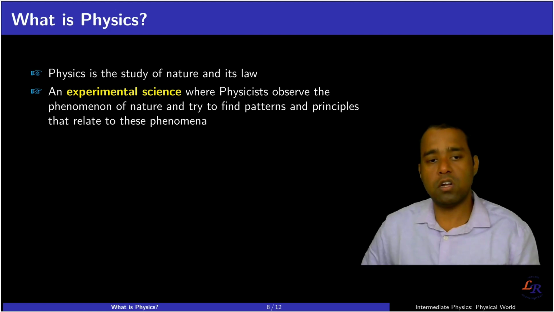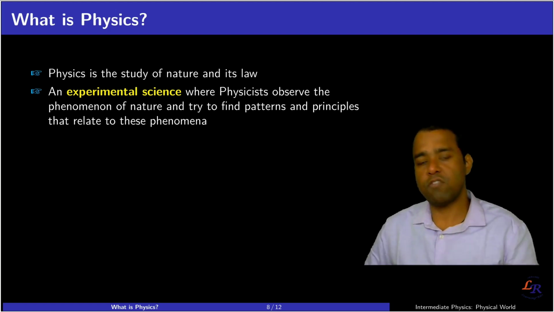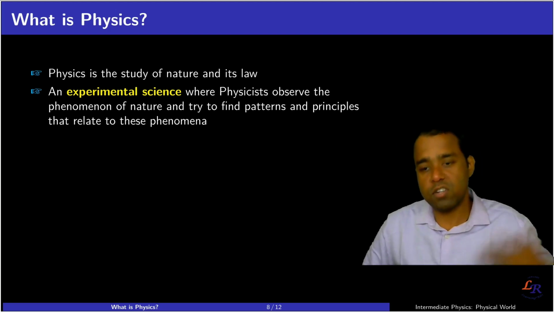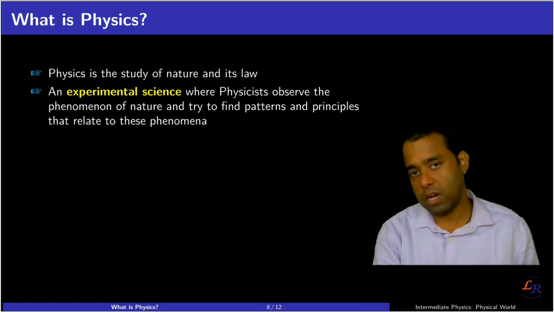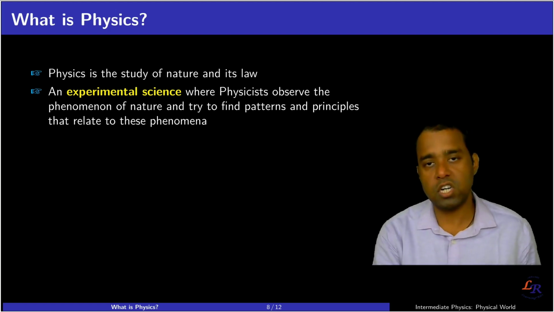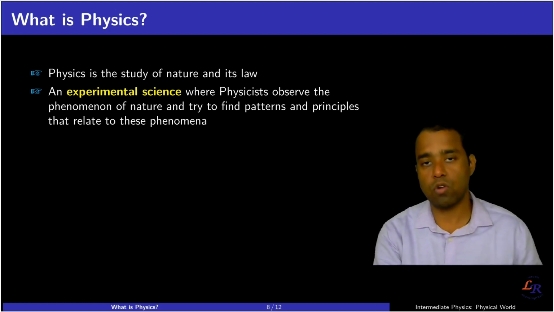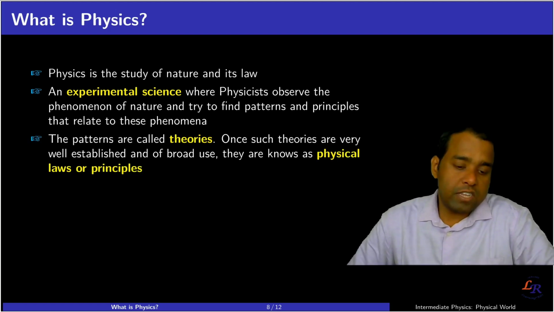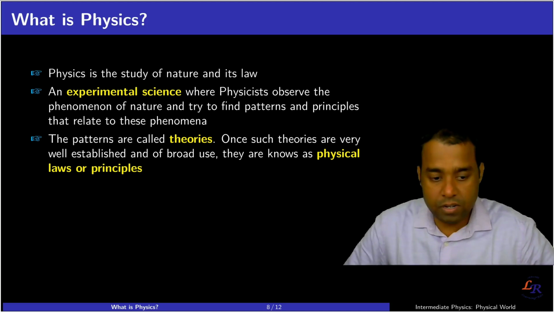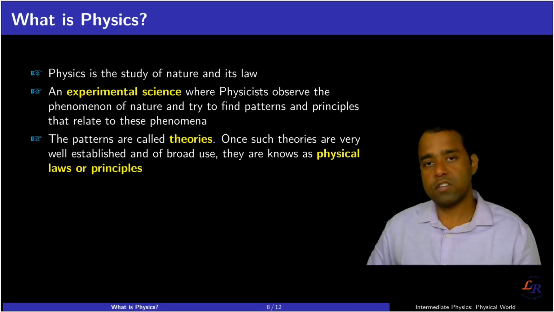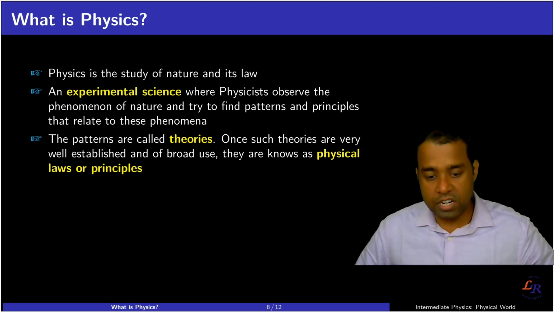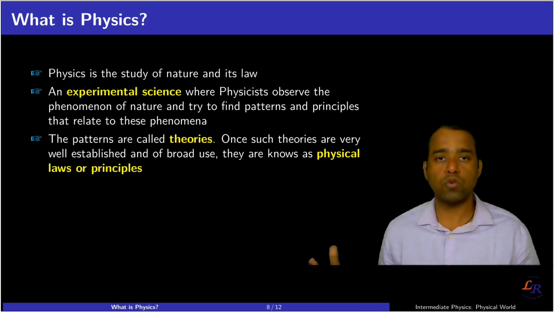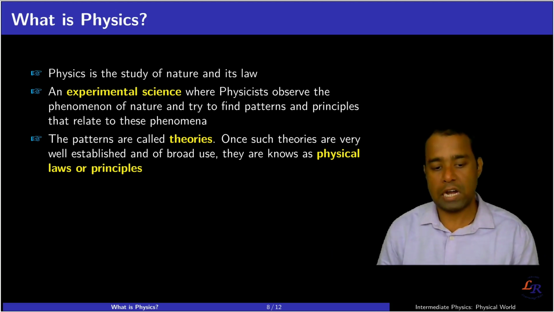So you are trying to find a pattern and making observations, and then you come up with models and theories to explain it, and then you can explain similar observations if you have the basic theories made on that. So you can make predictions and also many guesses. A very important aspect that comes with that is theory, and what physical laws and principles are. The patterns which you are exploring, that you are seeing, you call theories, and if these theories are well established and have become of broad use, then they are also known as physical laws and principles.